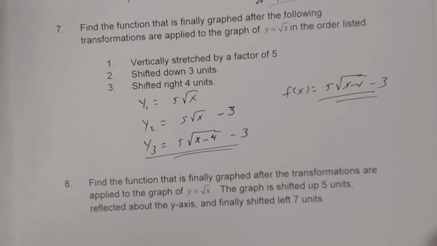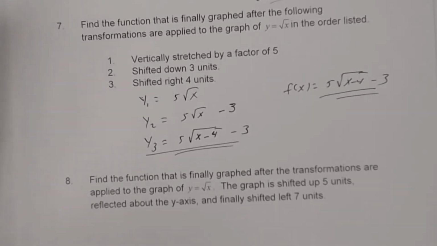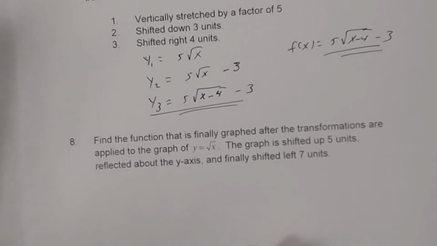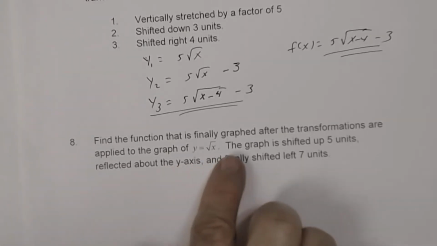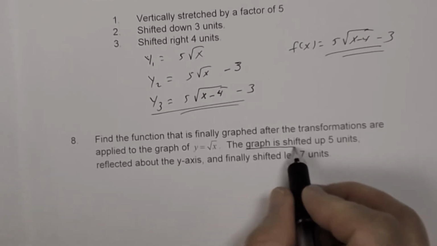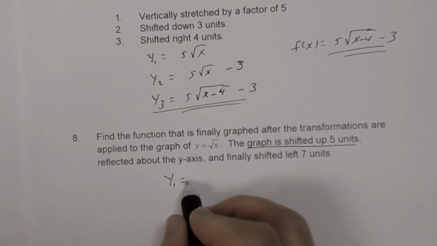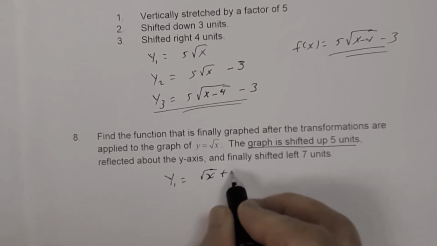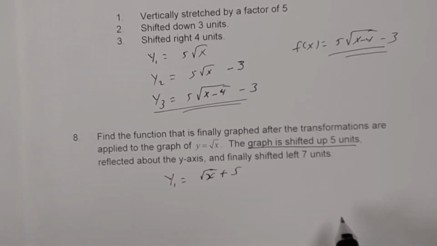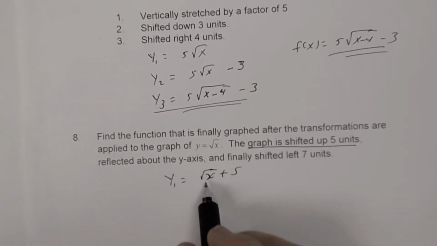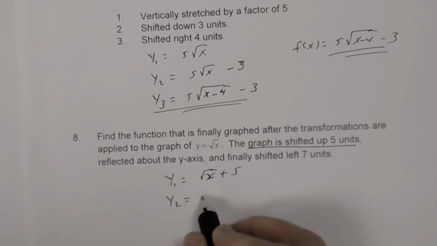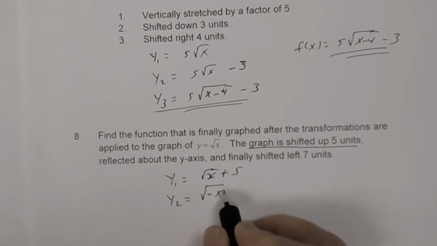Okay? Number 8, you want to find the function that is finally graphed after the transformations are applied to the square root function. All right, so our first transformation is that we're going to shift it up 5 units. So y1 equals the square root of x plus 5. Okay? Then we're going to reflect that about the y-axis. So remember, when we reflect about the y-axis, that's where you have that negative in front of the x here. Okay, so y2 will equal the square root of negative x and then plus 5.